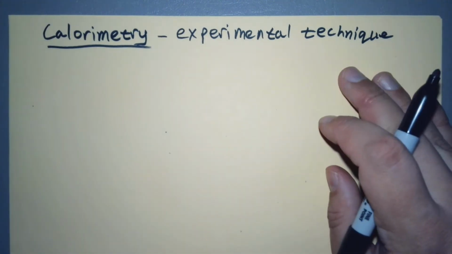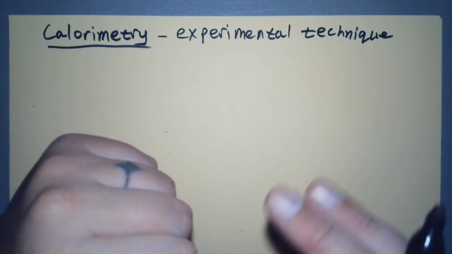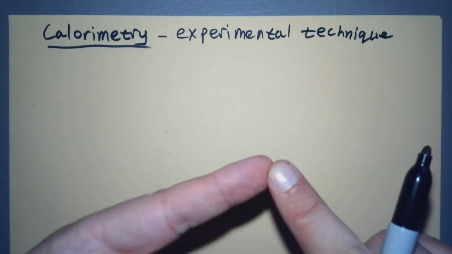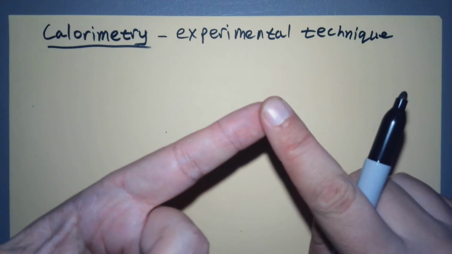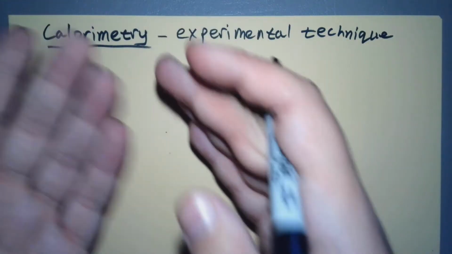So this is experimental technique. It's a really fundamental type of experiment. So how do we know what the heat capacity is for a substance? We just have these values on the table. We can look them up. That's great. But how did they get on the table?